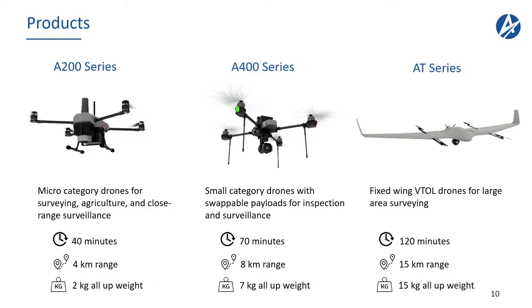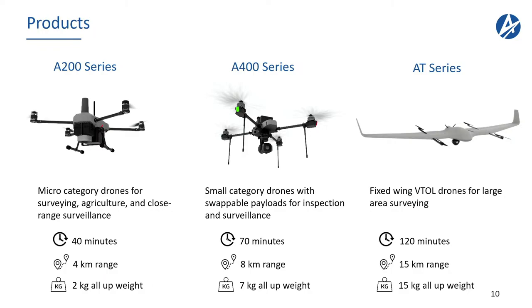And it falls under the micro category, which is under 2 kg. The only benefit of micro, according to the new rules, is that in the green zone you don't need to take permission for a micro drone. You can take your drone and fly anywhere in the green zone. That is the best benefit. But the small categories, these two, you cannot even fly in the green zone without permission, because this is restricted.